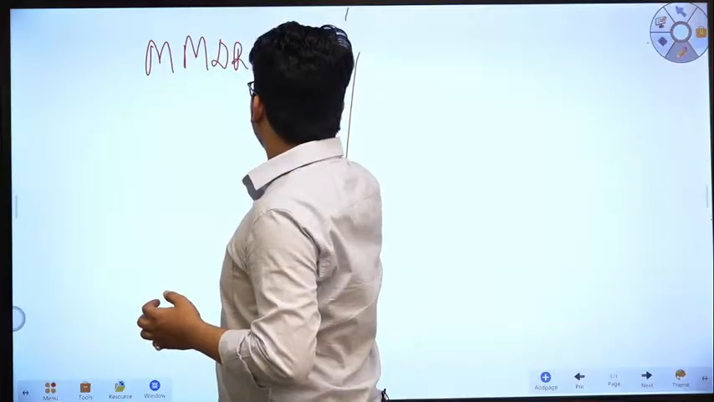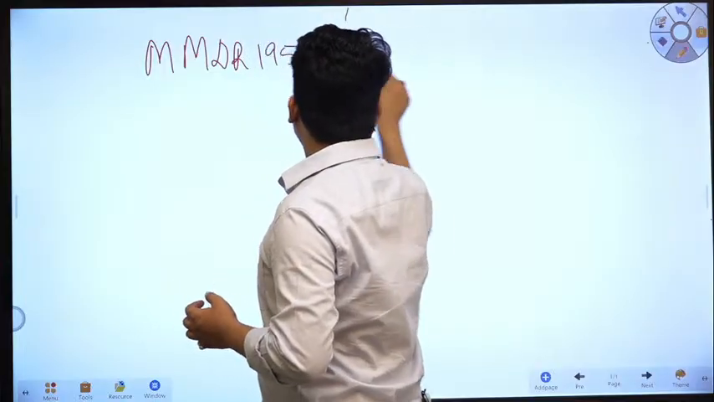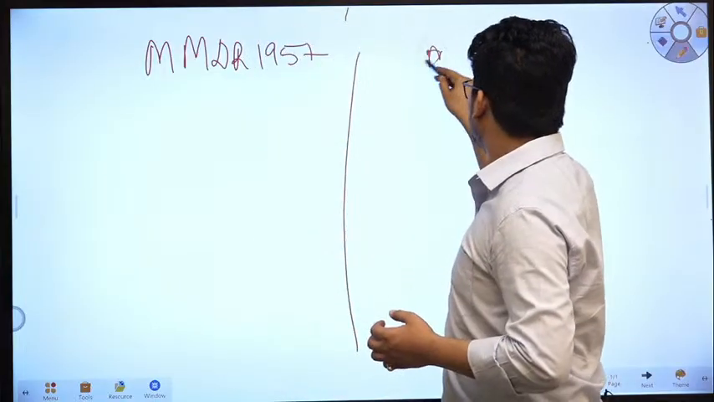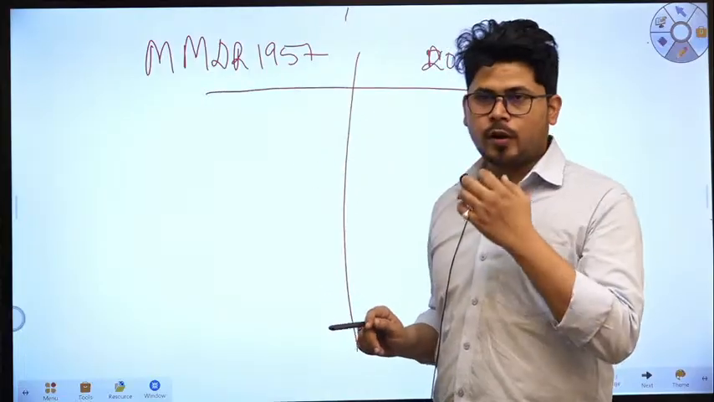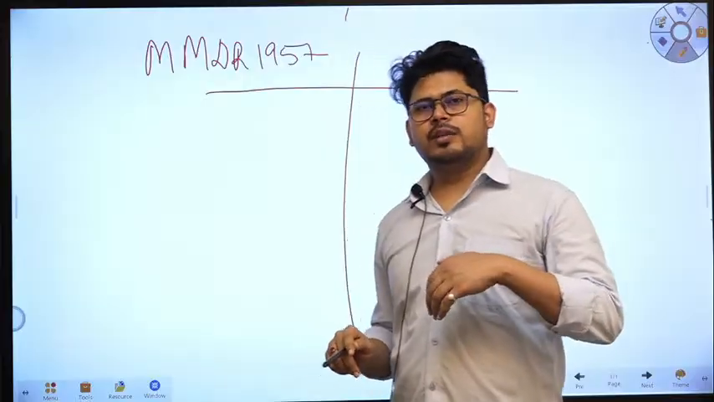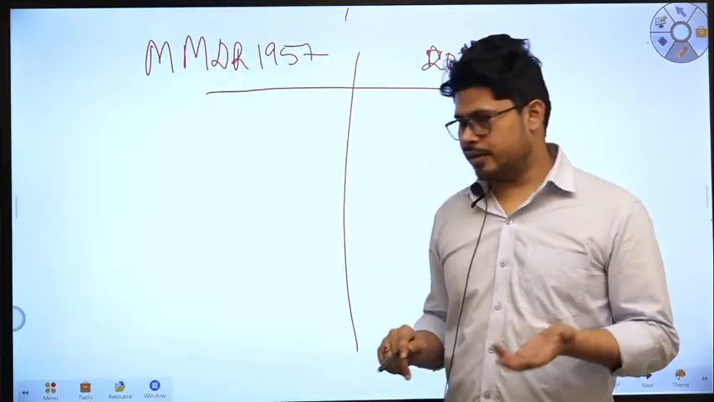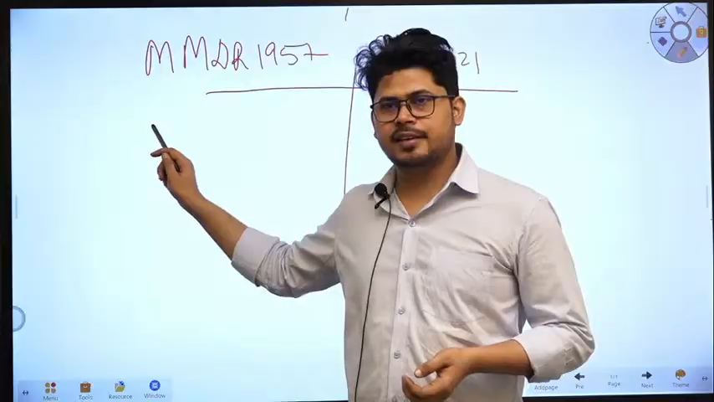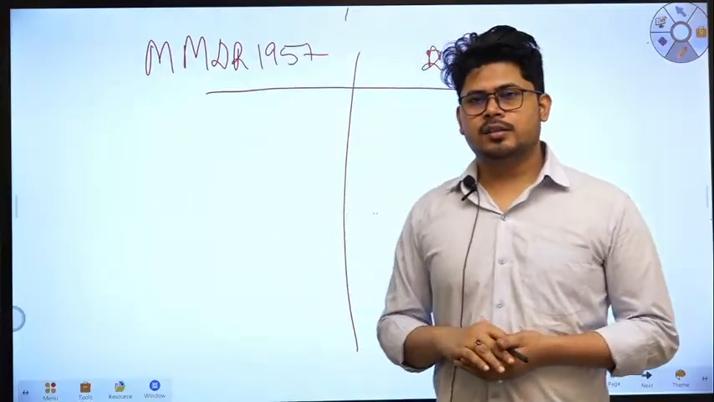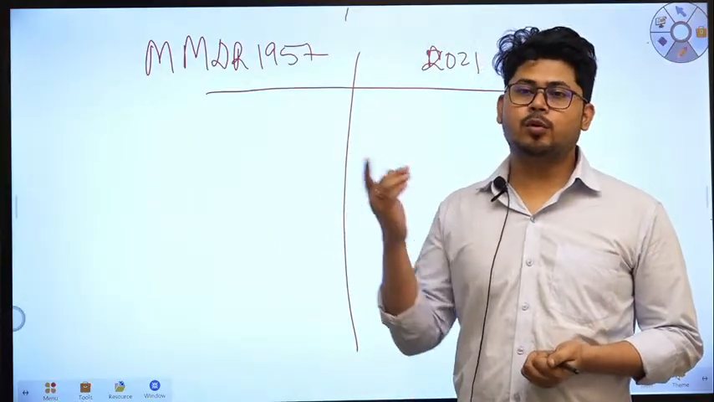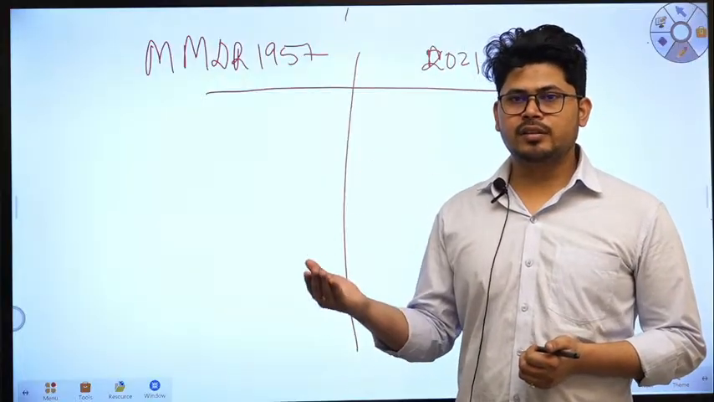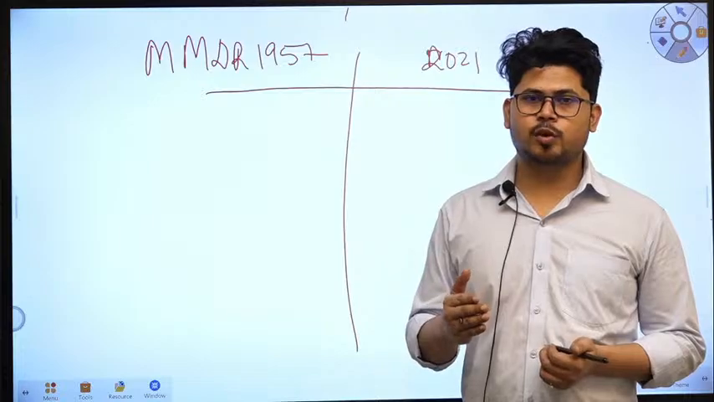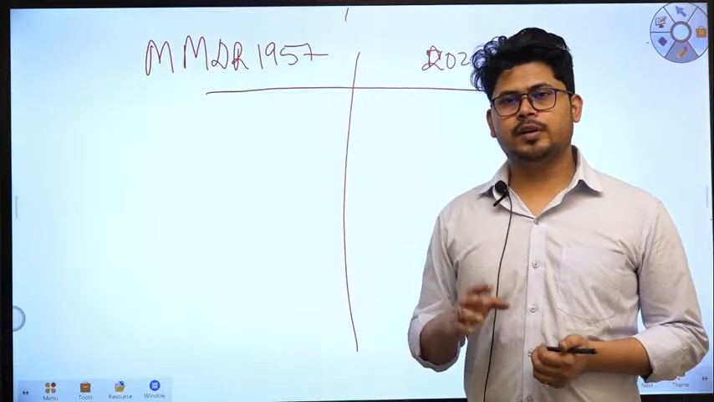1957 and 2021. Okay, what are the changes? For example, if the mining license of a company expires, in that case, MMDR stipulated that the statutory clearances that the older company had were to be transferred to the newer company, the company which has now got the license for mining, for a stipulated period of 2 years.